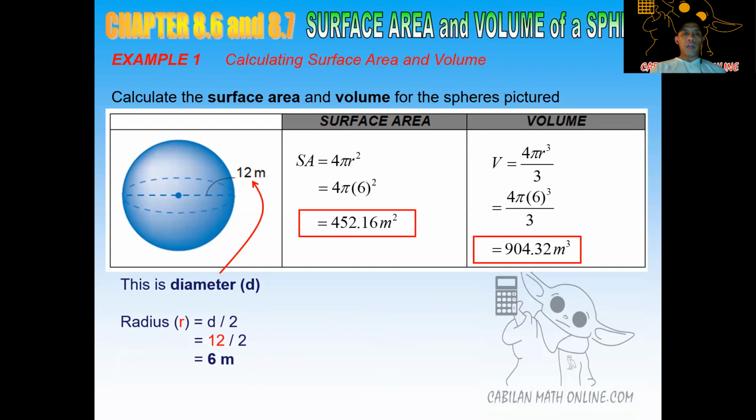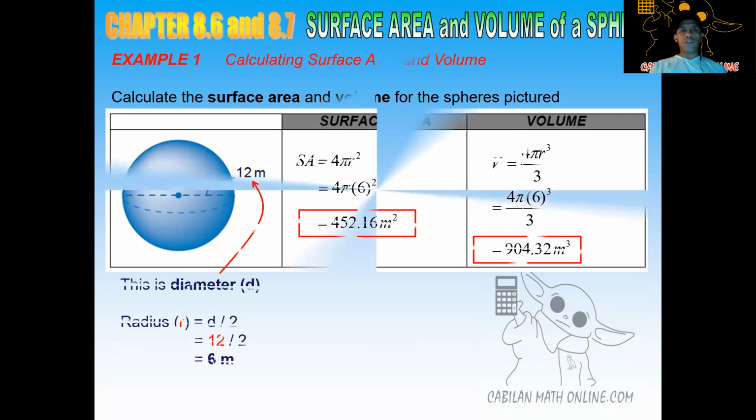So again, when you're looking especially at volume, just be careful that you are cubing it and not squaring it, whereas in the surface area you are squaring the radius. Okay, so that's a basic calculation for surface area and volume.